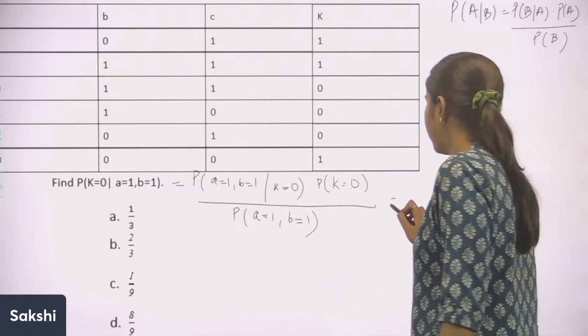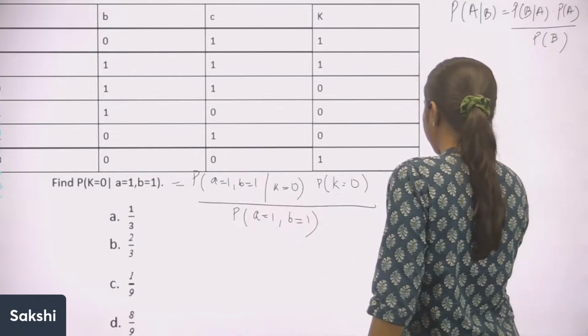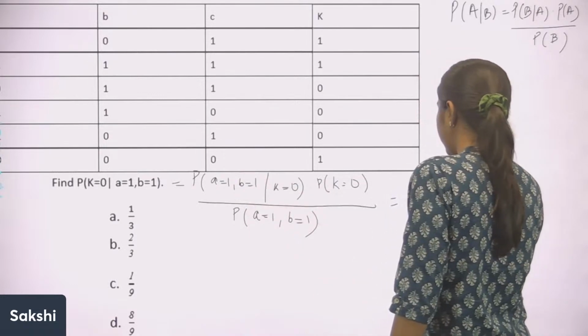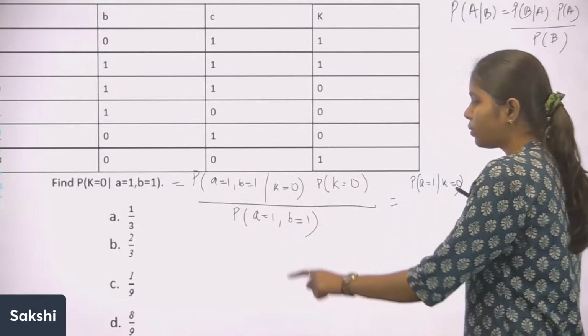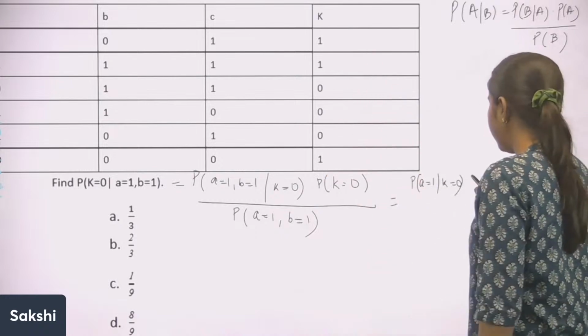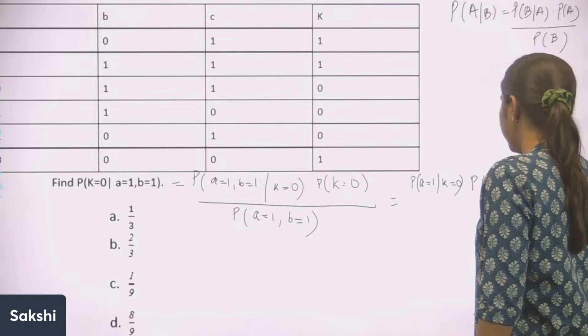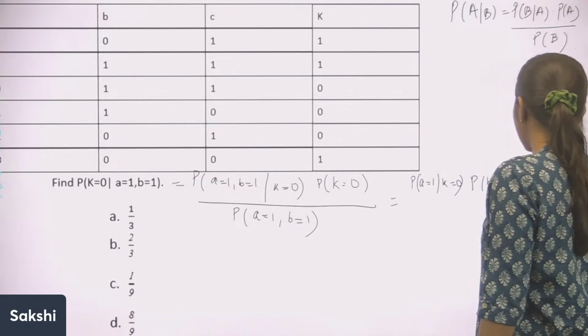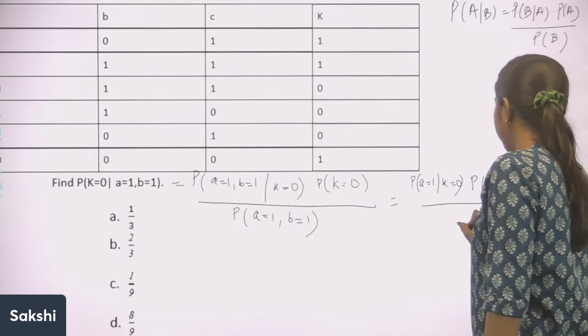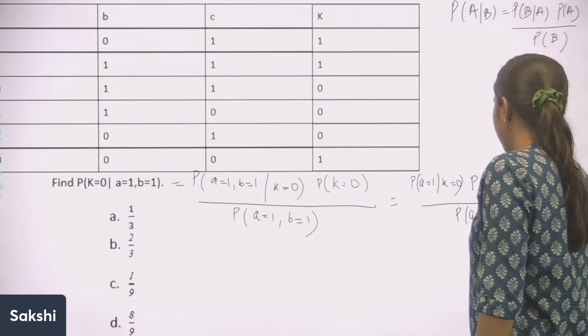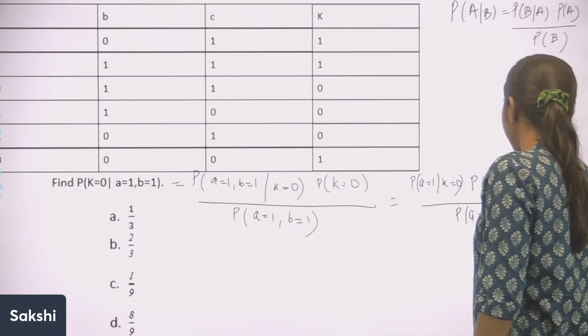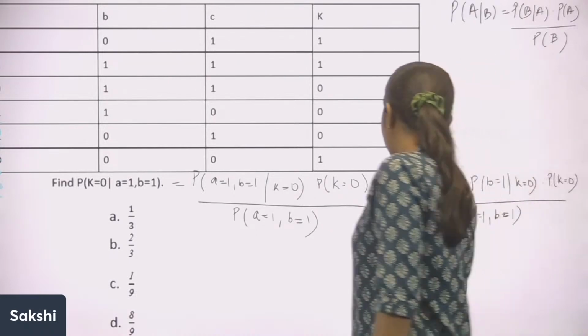Now let's find out. So can I write this as probability a equals 1 given k equals 0? Because I know that the features are independent. Probability b equals 1 given k equals 0 into probability k equals 0 upon probability a equals 1, b equals 1. Right? So now let's solve it.